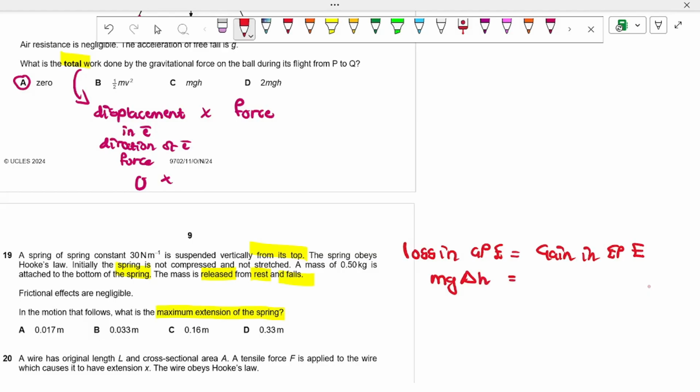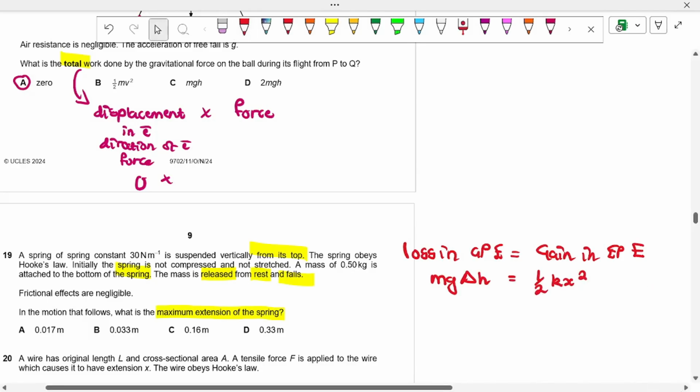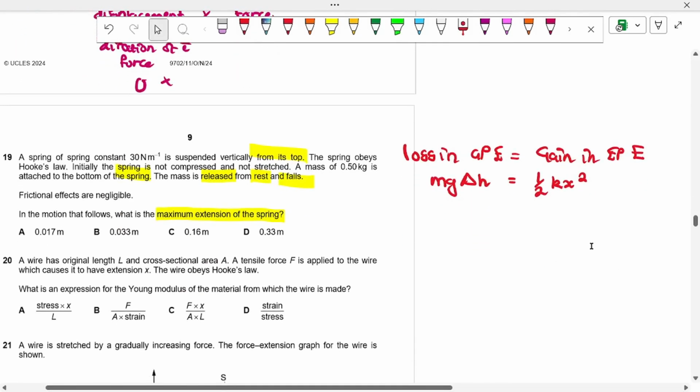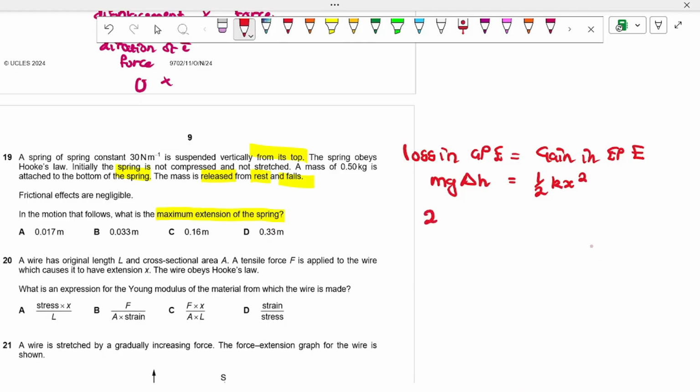Gain in elastic potential energy, we know the formula for EPE is half kx squared. Because x is the extension, let's just make it the formula, then subject of the formula. I know that delta h is the extension, the change in height from point A to point B. That change in height is also the same as the extension in the spring itself. So I should have 2 mg delta h divided by k delta h as well, because x and delta h are just the same.